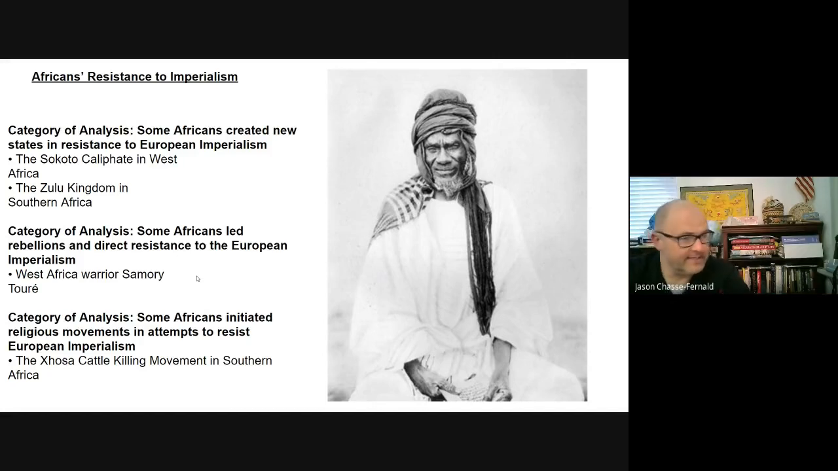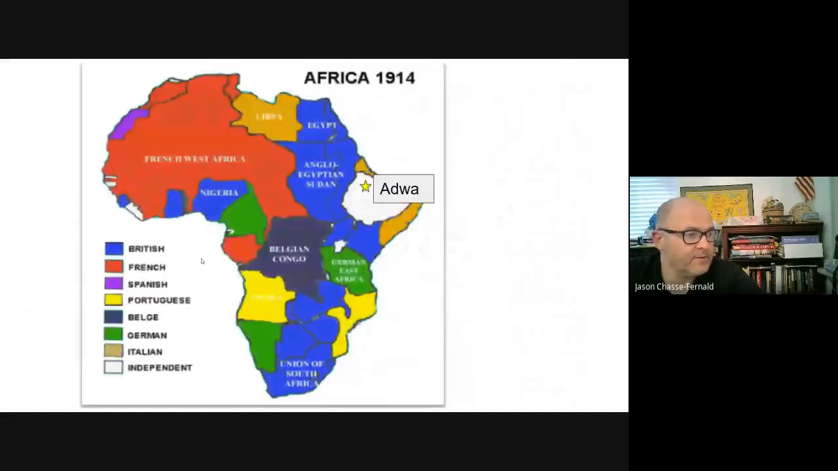A third one here, some Africans initiated religious movements in an attempt to resist European imperialism. So we're going to see this in Africa through the Xhosa cattle killing movement in the 1850s. You're also going to see this in the United States with the Cherokee ghost dance, or just the ghost dance in general. It doesn't have to be Cherokee. You could also apply this concept to the Taiping Rebellion, as a religious movement, which we'll get into later.